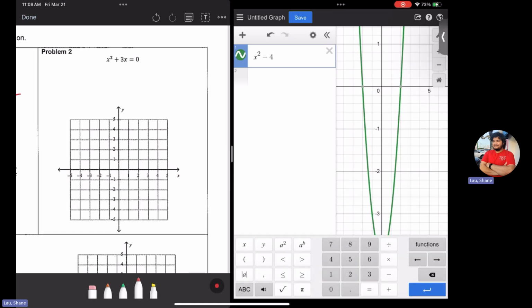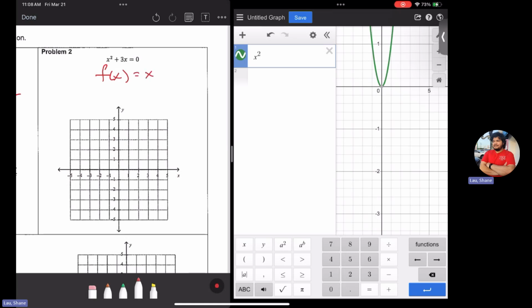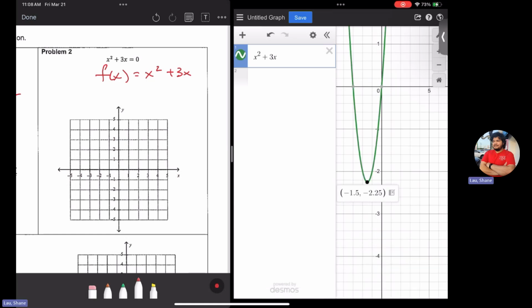So I have x squared plus 3x equals 0. I'm going to see how I can convert this into a function. And in doing so, I get f of x equals x squared plus 3x. So I'll plug that into my Desmos. And this is what I get so far. My vertex is (-1.5, -2.25). So to the best of your ability, kind of estimate where that point would look like.